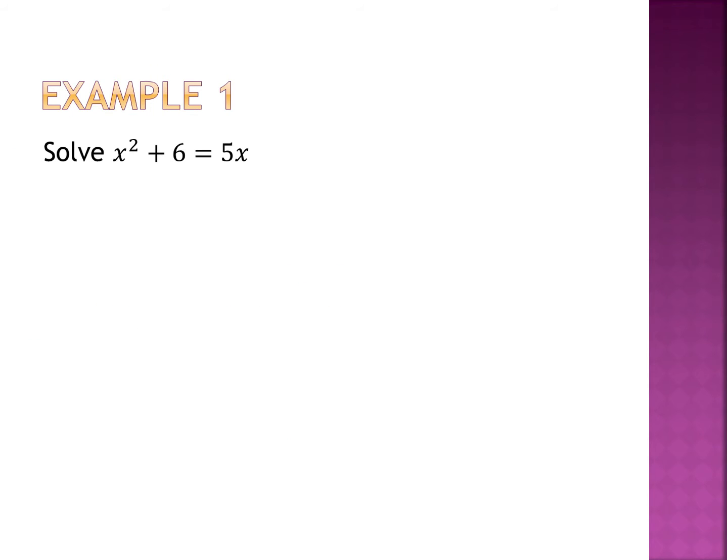So for example 1, we're going to solve x squared plus 6 equals 5x. Right away, before I can do anything, I need to write this in standard form. So this 5x needs to go over to the other side. So I have x squared minus 5x plus 6 equals 0. Now that we have this written in standard form, you could factor this, okay? However, I'm going to show you how we're going to use the quadratic formula.